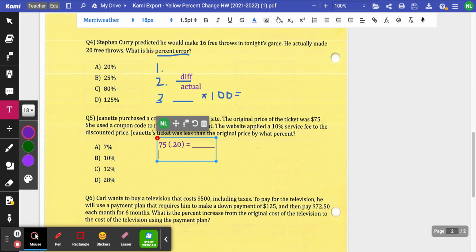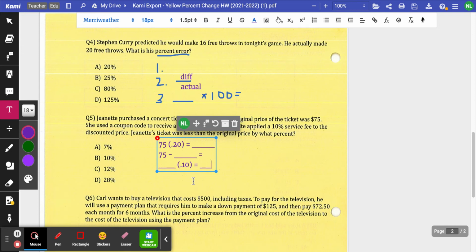You're going to take that answer and you're going to subtract it from the 75 because it is a discount. So whatever you got here, you're subtracting it here and figuring out what the new price is. From there, you're going to take that new answer and multiply it by 0.10 because now there's a service fee.